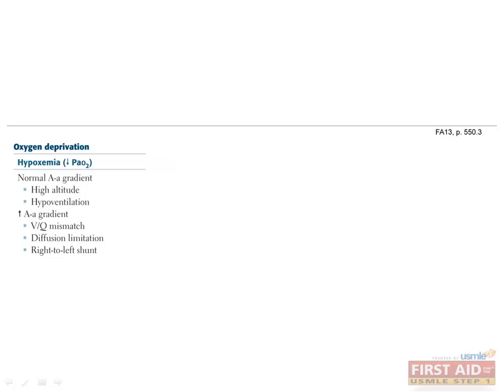Hypoxemia occurs when the partial pressure of arterial oxygen is decreased, and it can be caused by things that decrease the amount of oxygen that enters the lung with a normal AA gradient, such as high altitude or alveolar hypoventilation, or by things that prevent the oxygen in the lungs from entering the blood, i.e. a high AA gradient, such as VQ mismatch, impaired diffusion, or right-to-left shunt, which we talked about earlier. So what would be an example of a right-to-left shunt here? Well, it could be anatomic, like tetralogy of Fallot with a VSD, or physiologic, like pulmonary edema.